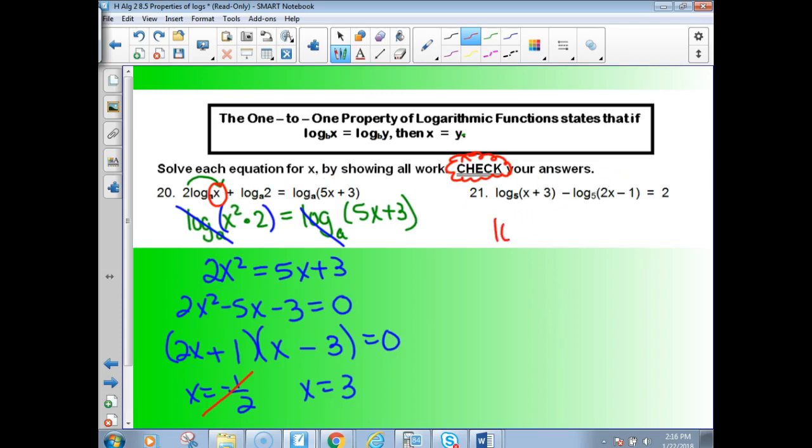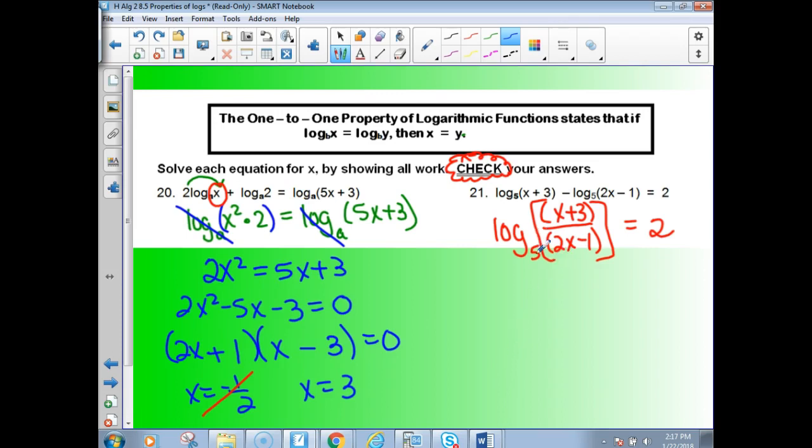Condensing, we would need to rewrite this because it says subtract. We have to write it as a quotient, x plus 3 on the top and 2x minus 1 on the bottom. It's like this whole thing's in a big parenthesis, and that equals 2. Well, then I go, wait a minute, this isn't like the last problem. I can't drop logarithms because there's not a logarithm on the right. Write it in exponential form.